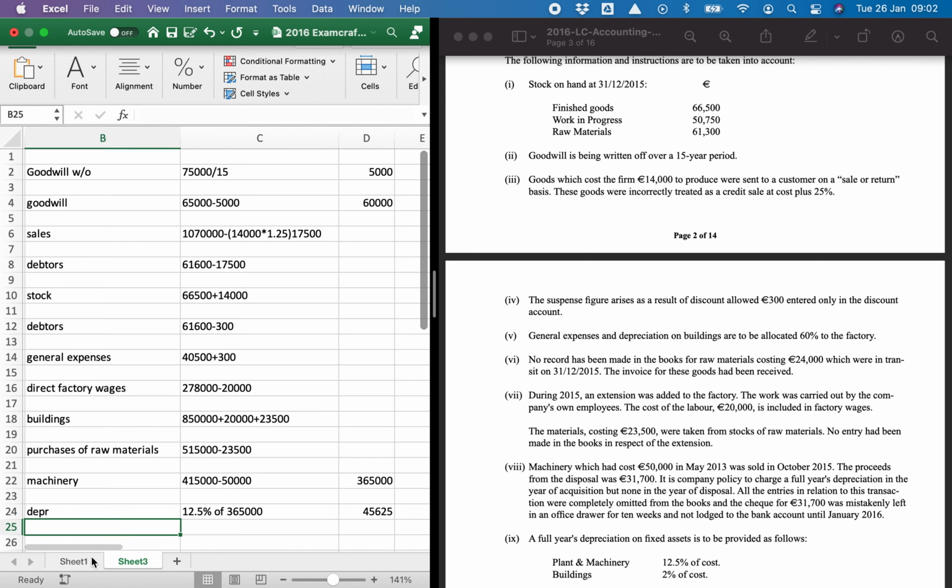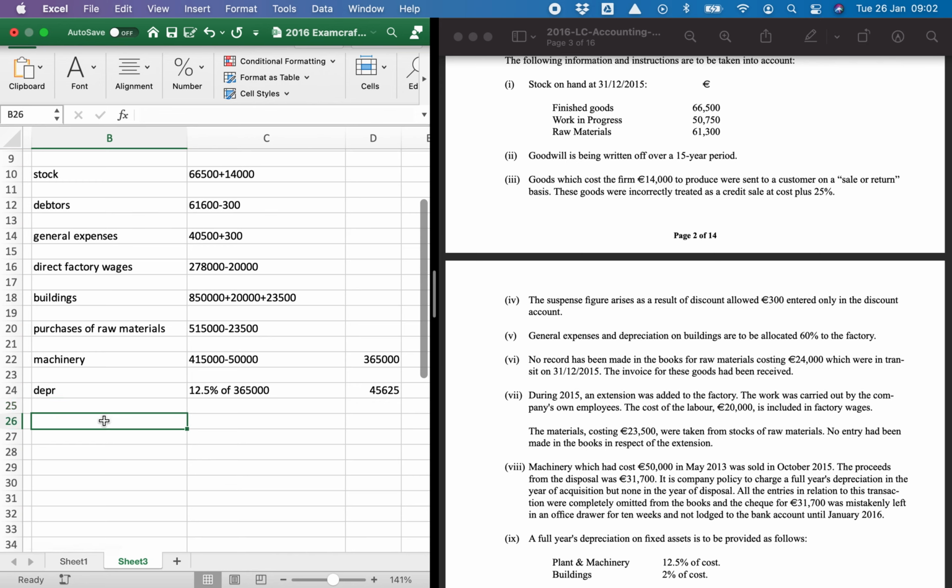Which is 45,625. Now you still need to know what the depreciation on the disposal was, so we can work out the accumulated depreciation. So the depreciation on disposal is 12.5% of the 50,000 by the number of years you had it for. It doesn't matter when you bought it in the year. There's a full year's depreciation in 2013 and a full year's depreciation in 2014 and no depreciation in 2015. So it's by 2 years or by 24/12, whatever way you want to do it.